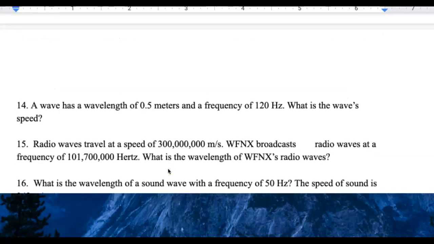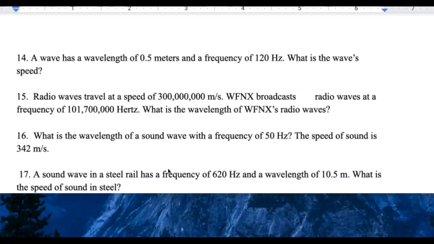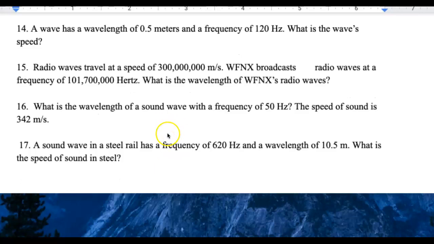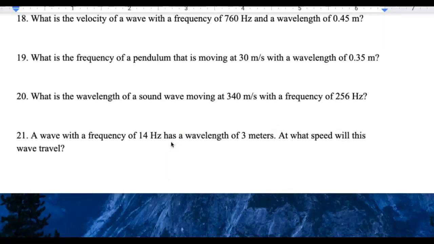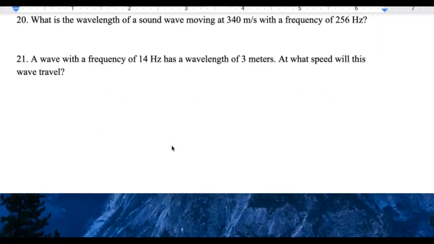I think there's only 21 problems. You're either looking at speed, wavelength, or frequency. Make sure, again, to write out your formula, show your work, answer with proper units. Submit through Schoology.